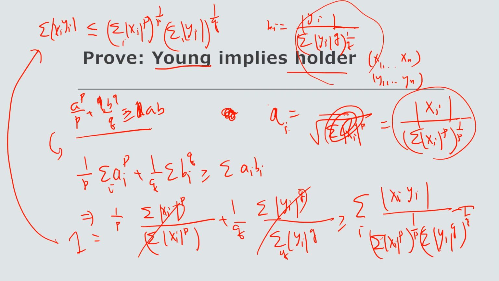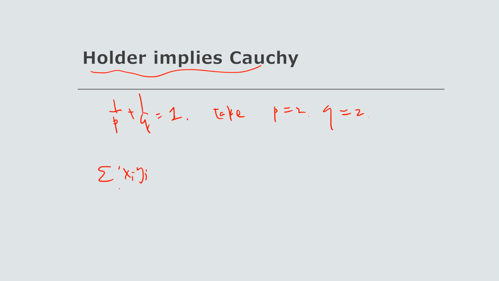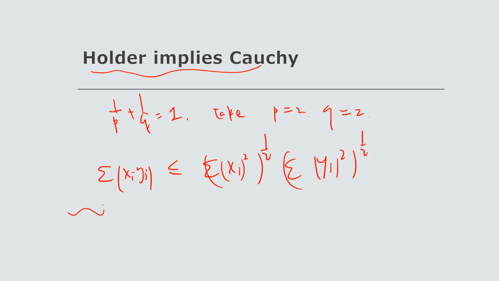Okay, so very good. Now we start from Young's and the proofs Hölder, right? So the next Hölder's proof Cauchy. I think everyone knows about this, right? Because 1 over p plus 1 over q is 1, right? So I can just take p equals to 2 and the q equals to 2. So from Hölder's inequality, I get this one, right? I get this absolute value less than xi to the power this plus the yi to the power this. So basically, this is exactly the Cauchy.